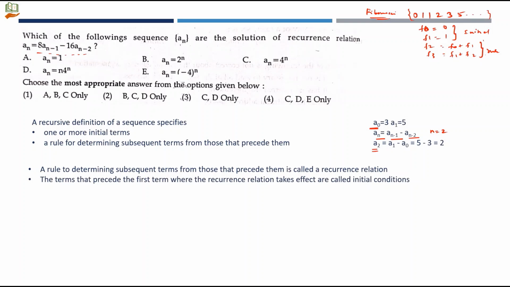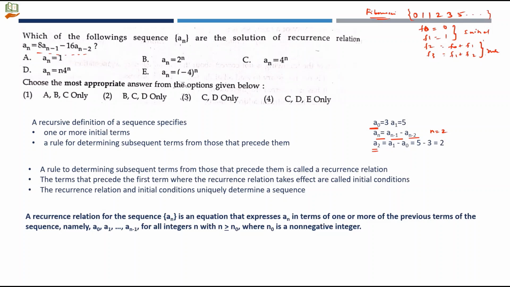The terms that precede the first term where the recurrence relation takes effect are called initial conditions. So if we start from A2, then A0, A1 will be called initial conditions. The recurrence relation and initial conditions uniquely determine a sequence. So this is the definition that matches the question. A recurrence relation for the sequence An is an equation that expresses An in terms of one or more of the previous terms of the sequence, namely A0, A1, up to An minus 1, for all integers n with n greater than or equal to n0, where n0 is a non-negative integer. It means it should be positive.